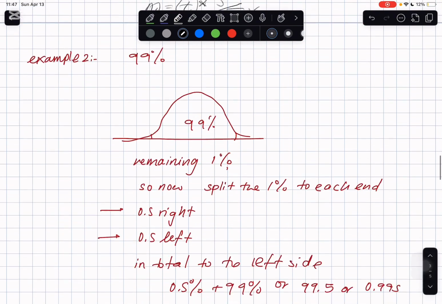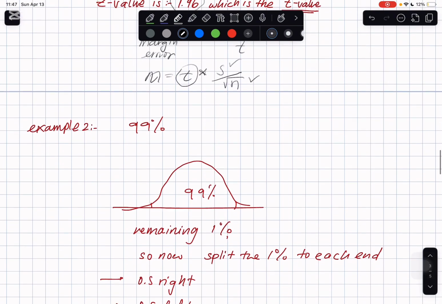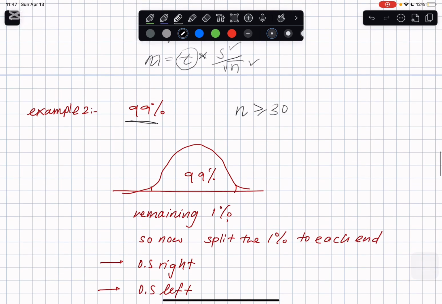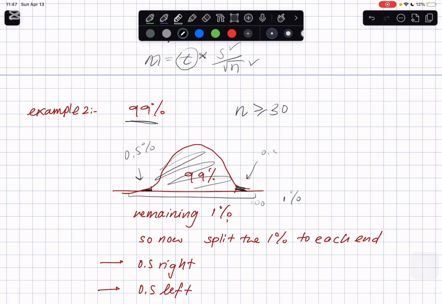Okay, let's go for another example. They told you the confidence interval is 99%. First of all, what do you need to check? That N is above or equal to 30. So now what are we going to do? We're going to draw it out. 99% covers this much, and the total is 100. What's left from the 100 after the 99? Only 1%. The 1% covers a bit of the left and a bit of the right, so it's going to split: 0.5% to the left and 0.5% to the right.